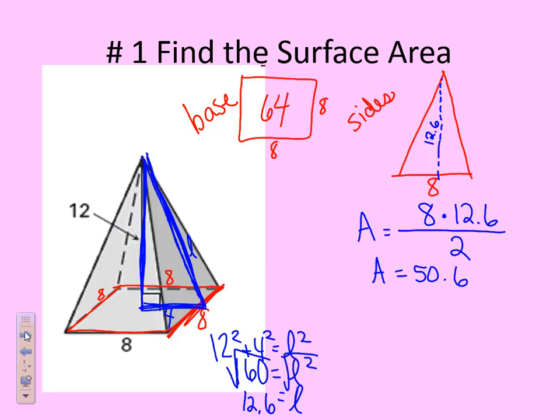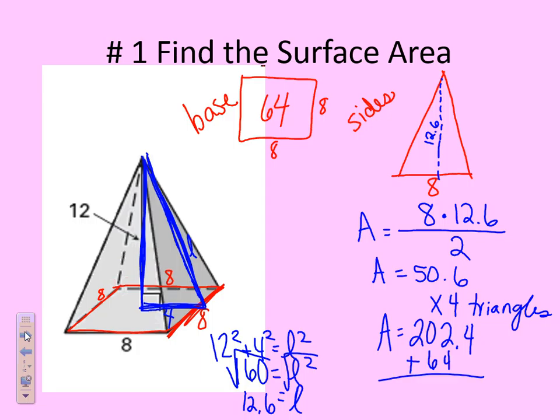So now how are we going to figure out the area of all 4 triangles? Well, we just multiply that by 4 because there are 4 triangles on the sides. So I'll keep that answer in my calculator, just multiply it by 4. The area of my triangles is 202.4-ish. But don't forget, I have that base of 64 in here. So I have to add that in, so it turns into 266.4 square units.